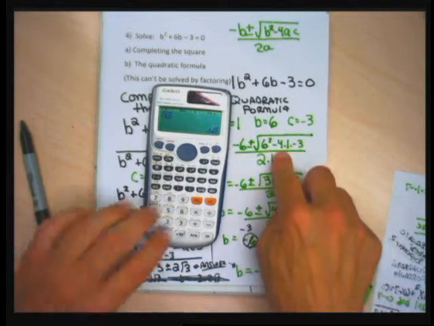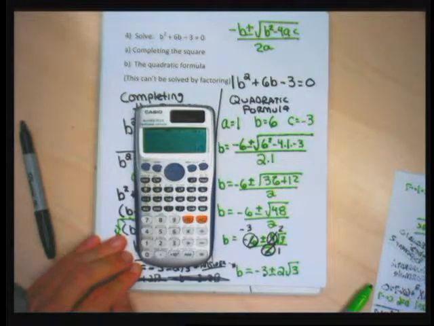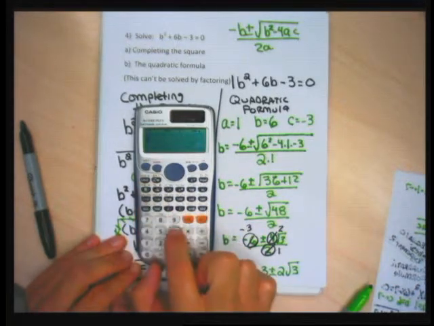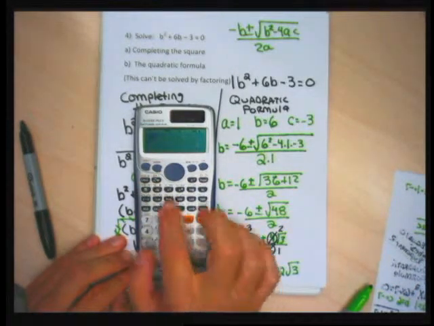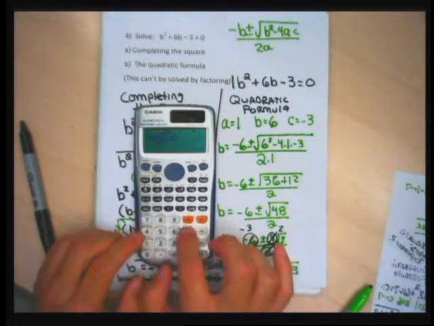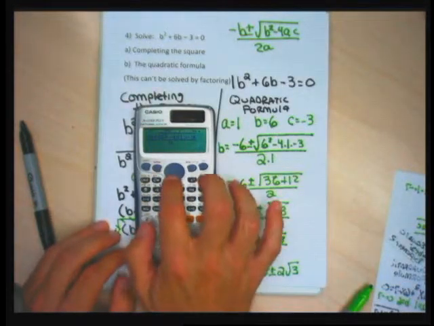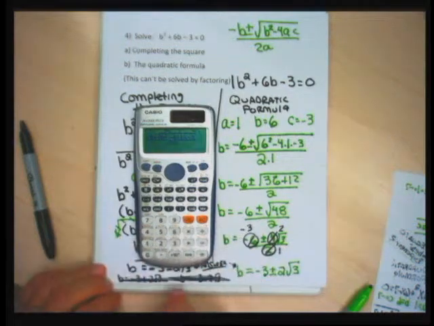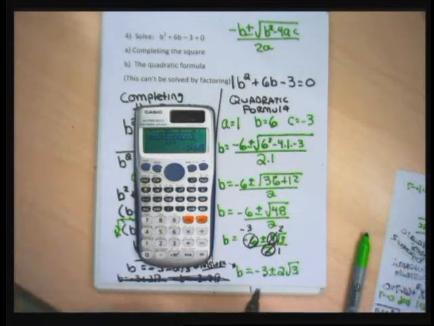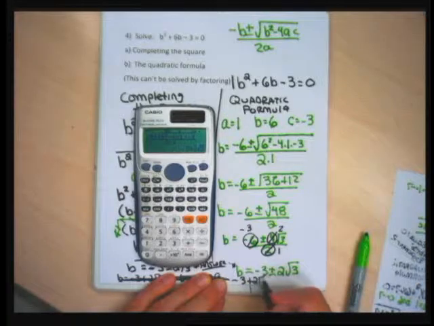Let me do this by my calculator and see if I can figure out quick ways to do the plus or minus. So on my calculator, I'd go fraction negative 6. I'll do the plus first. Plus square root 6 squared minus 4 times 1 times negative 3 over 2 times 1. And this is going to give me the plus part of this. So the first thing I got was this, negative 3 plus 2 square root of 3.